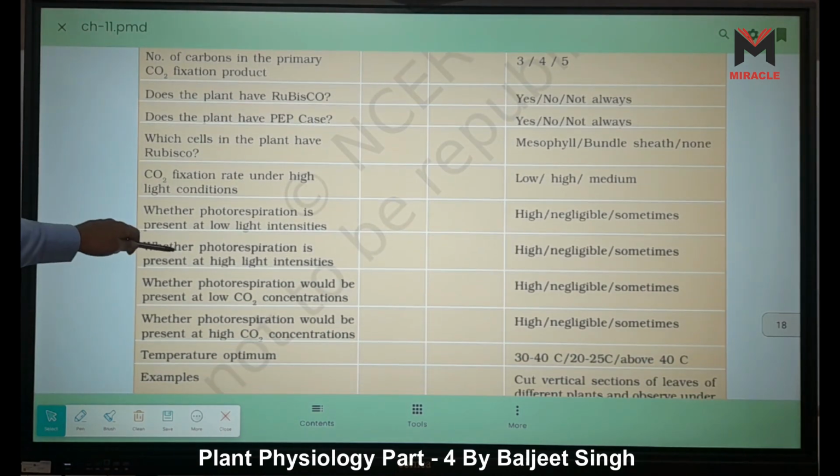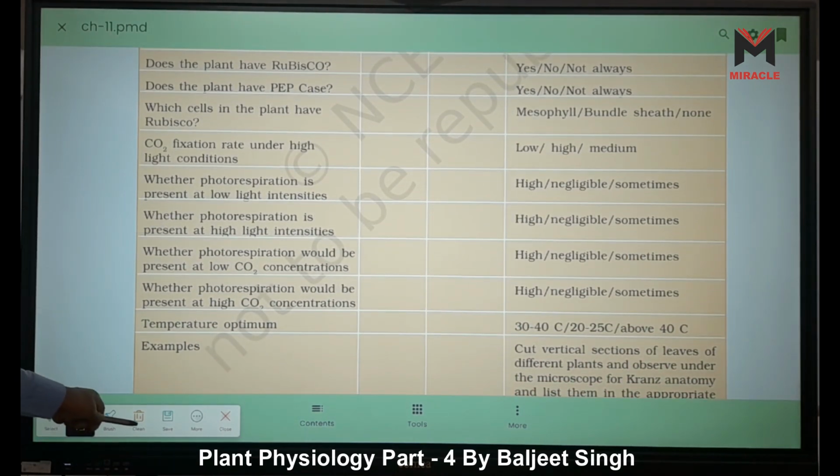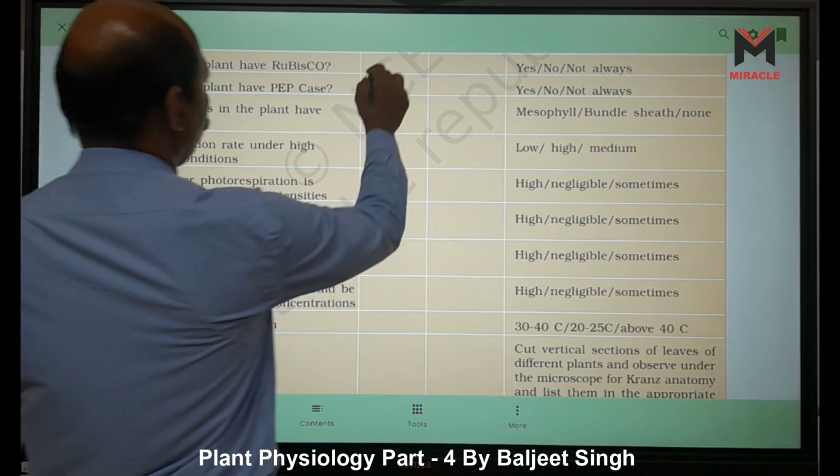Then after, does the plant have Rubisco? Yes.